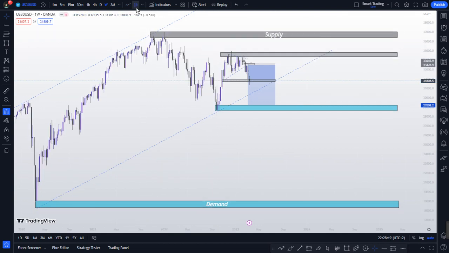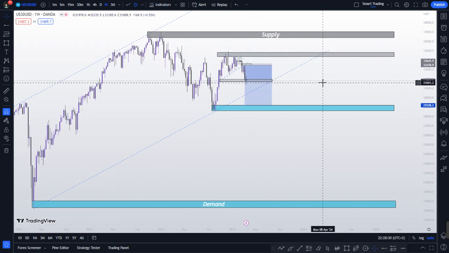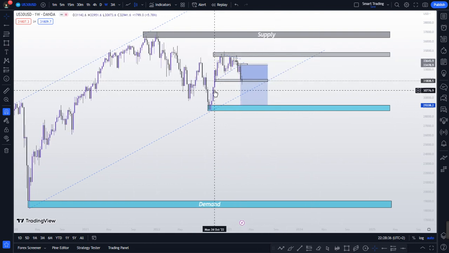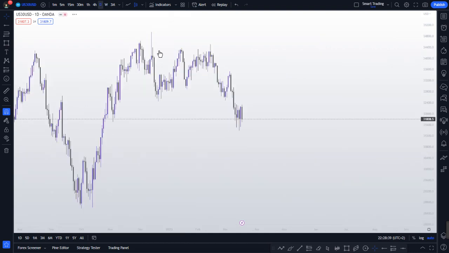So that for me is a zone where I could say the rejection, this is a significant level where price is likely to resist before it passes. So yes, we got this. Let me just go on a daily time frame.